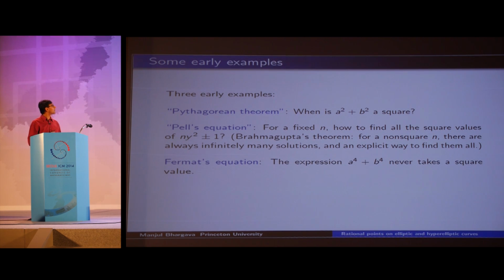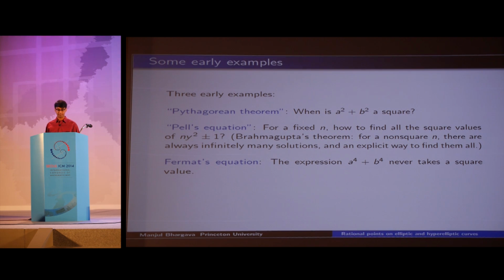And finally, I'll give one more example. Fermat's equation. So Fermat showed that the expression a to the 4 plus b to the 4 never takes a square value. So in particular, he proved Fermat's last theorem for the exponent 4, right? Because if a to the 4 plus b to the 4 never takes a square value, it never takes a 4th power value.